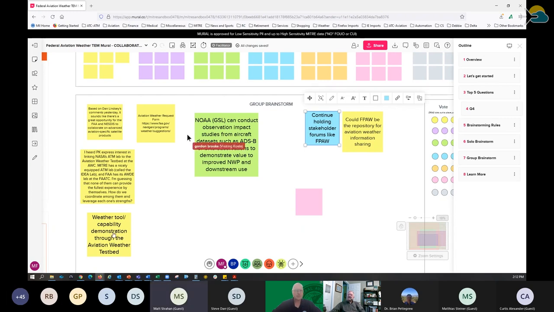Maybe I can try. We're talking about collaboration, Matt, both within the government and public-private, and suggestions to do better collaboration. On the bottom left there, it says weather tool capability demo through the Aviation Weather Test Bed, and that's what Brian was just talking about. So collaboration through the test bed was sort of the statement.